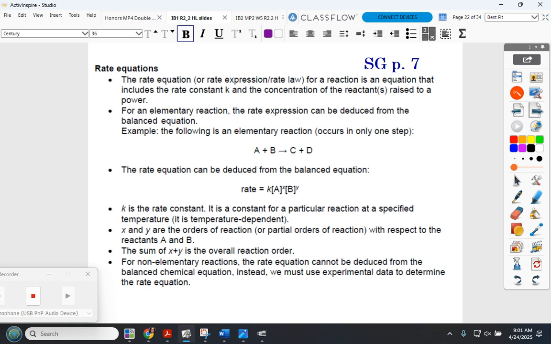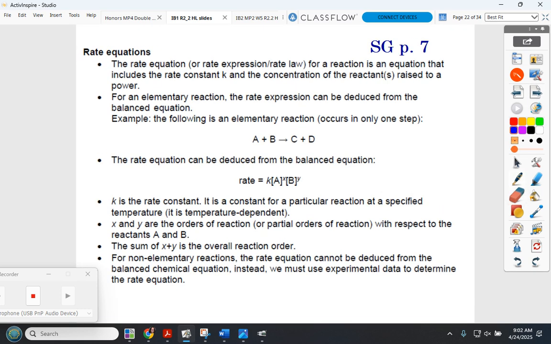So page 7 starts talking about these rate equations or rate laws. So rate law is what you might see in some cases, or rate expression, rate law. All of these are interchangeable.